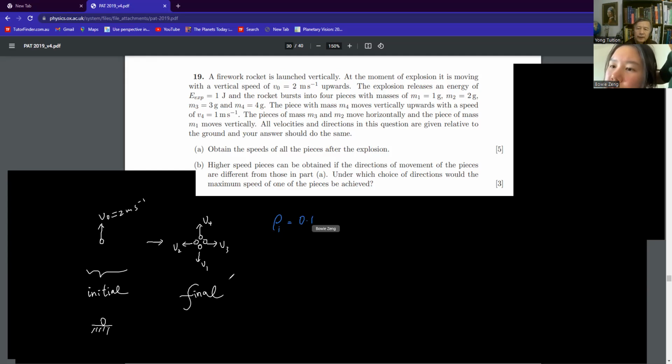Velocity and the direction of this question is given relative to the ground. Your answer should do the same. Obtain the velocities of all pieces after explosion.